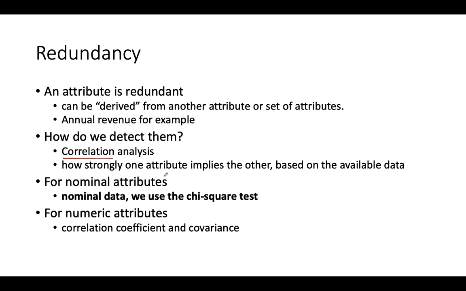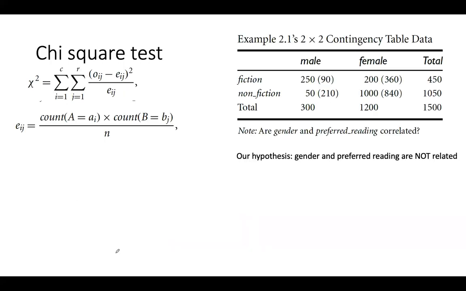For nominal attributes, we can perform the chi-square test, and for numeric attributes, we can perform correlation coefficient and covariance. In this video, I'm just going to show you how to do the chi-square test and correlation coefficient. So let's look at the chi-square test. This is a special kind of correlation. Whereas correlation looks at numeric attributes, chi-square takes care of nominal variables, or what we call categorical.